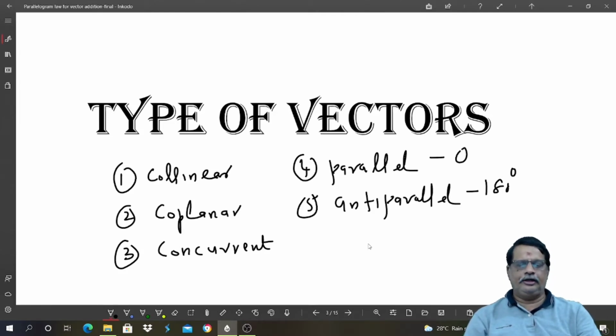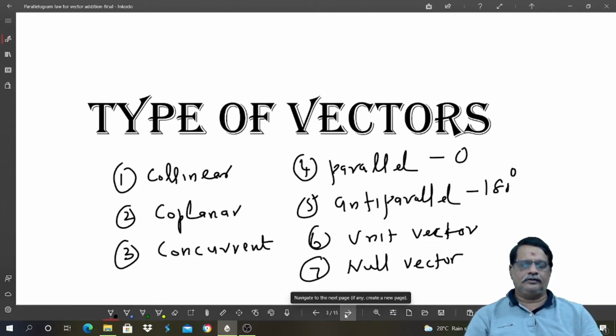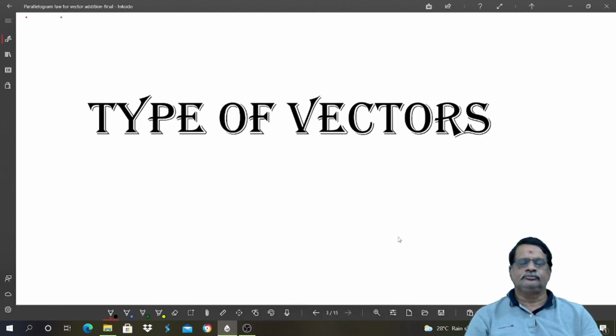So these are some of the different types of vectors. Of course, we have already discussed the two most important ones, which are unit vector and null vector. So these are the different types of vectors which we normally use in our +1 course. Let us now start the discussion of how two vectors can be added.